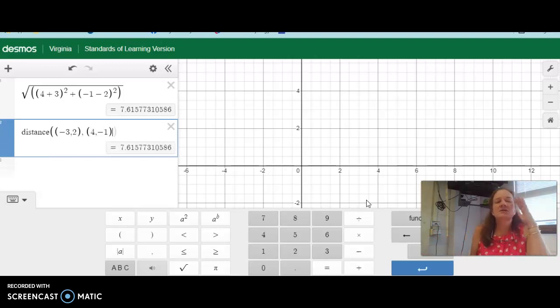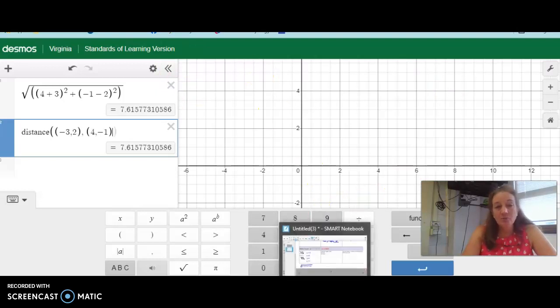Oh my God, Ms. Barnett, that's so much easier. Why did you make us do the distance formula? Well, we're not going to make you do the distance formula. You can just use the program that's in Desmos, okay? It's more about the concept, not the substitution, not the algebra.